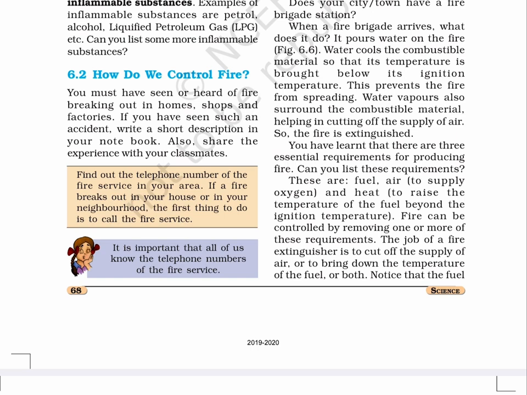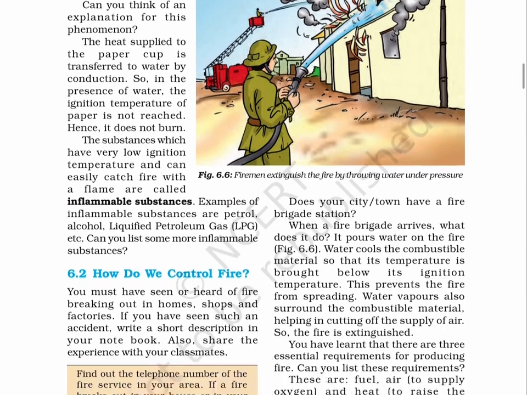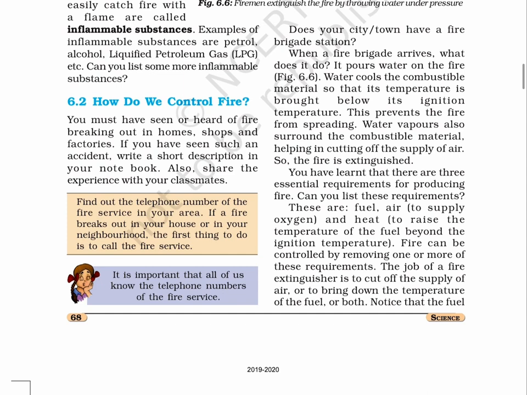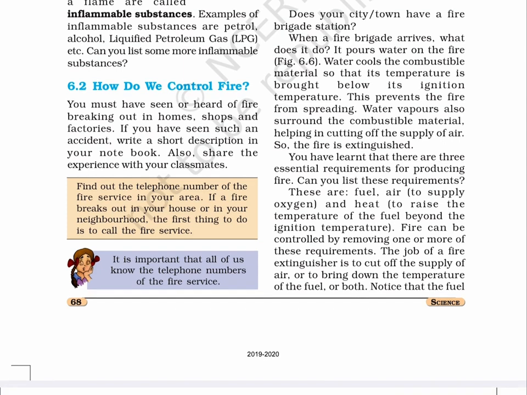It is important that all of us know the telephone numbers of the fire service. Figure 6.6. Firemen extinguish the fire by throwing water under pressure. Does your city or town have a fire brigade station? When a fire brigade arrives, what does it do? It pours water on the fire. Water cools the combustible material so that its temperature is brought below its ignition temperature. This prevents the fire from spreading. Water vapors also surround the combustible material, helping in cutting off the supply of air. So, the fire is extinguished.